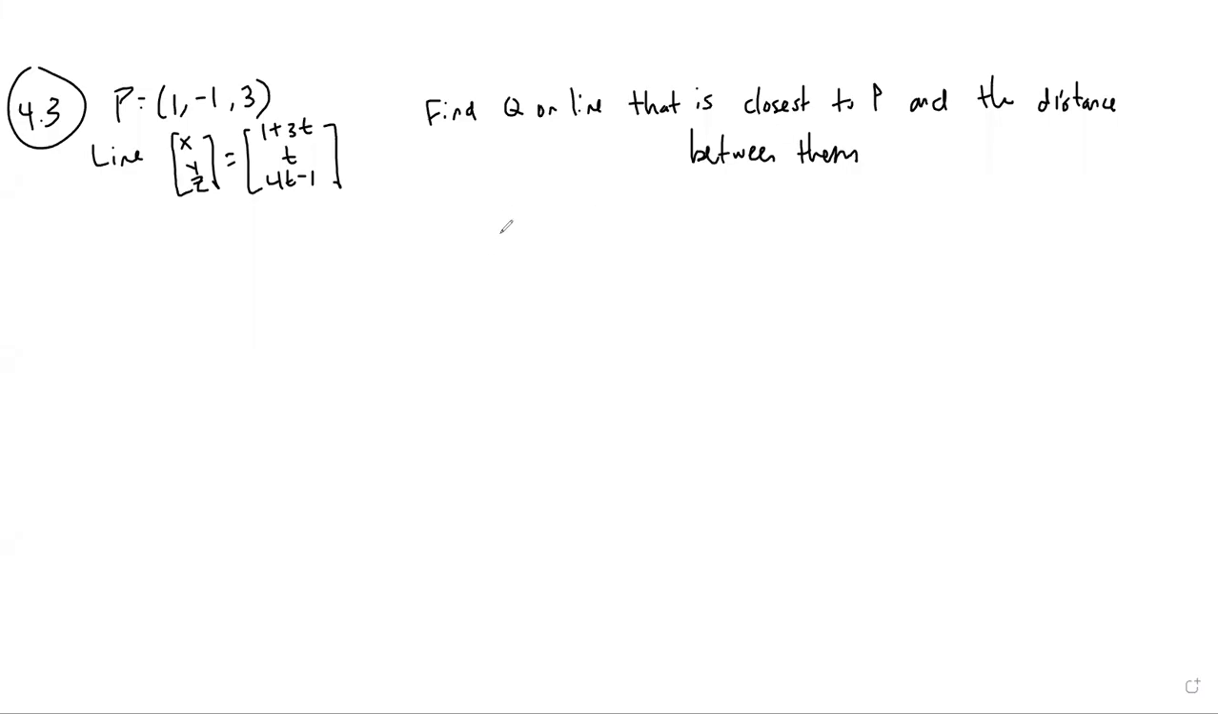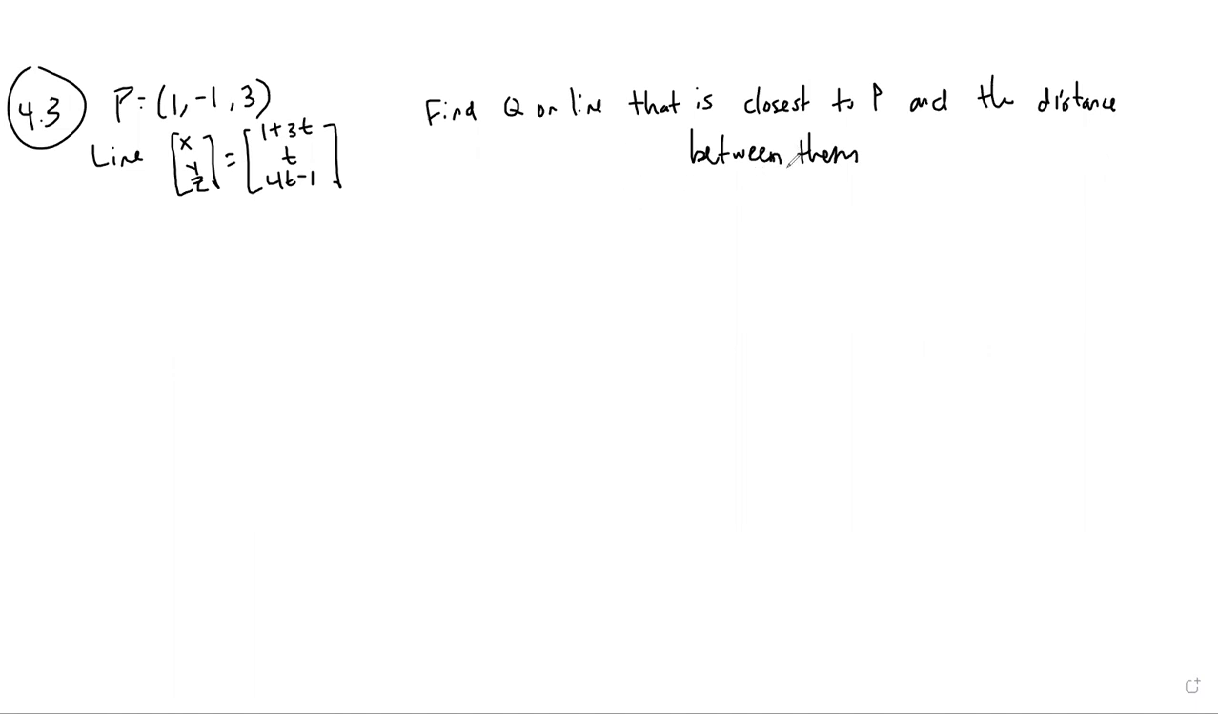This is a typical find the shortest distance type question. We're given a point, (1, -1, 3), and the equation of a line for x, y, z. It's parameterized, and what we want to do is find the Q on the line that's closest to P, and then the distance between them.